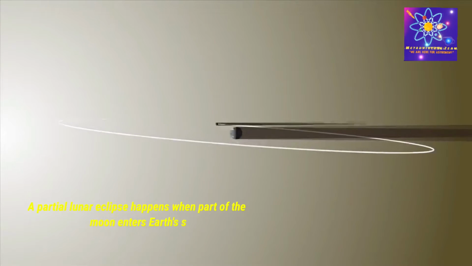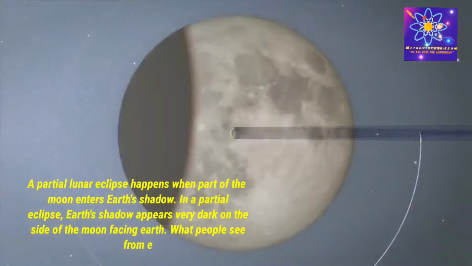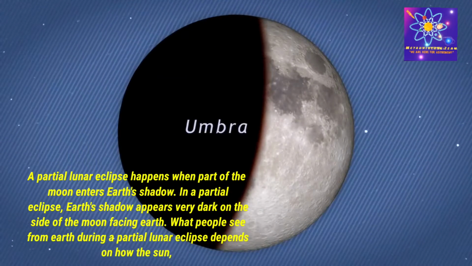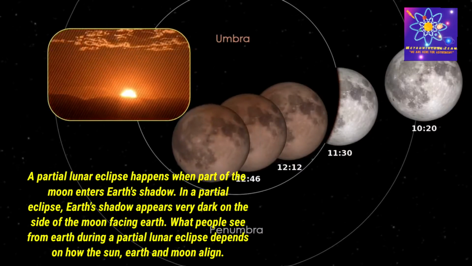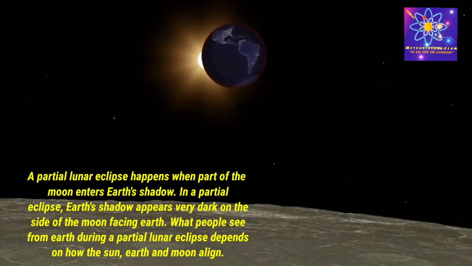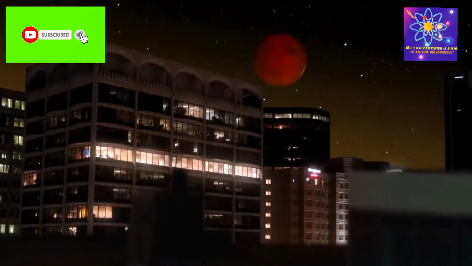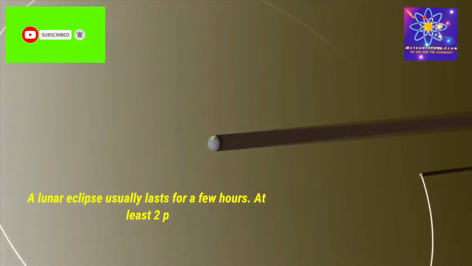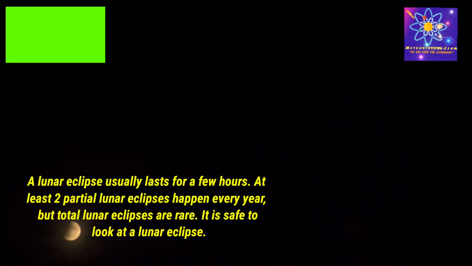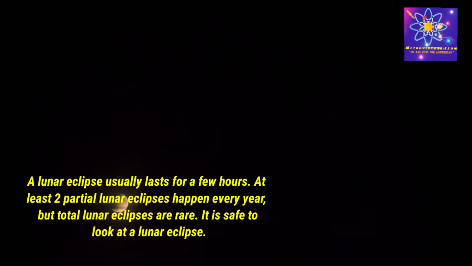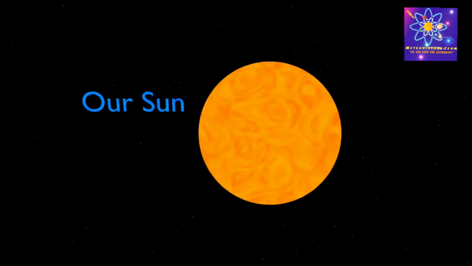A partial lunar eclipse happens when part of the moon enters Earth's shadow. In a partial eclipse, Earth's shadow appears very dark on the side of the moon facing Earth. What people see from Earth during a partial lunar eclipse depends on how the sun, Earth, and moon align. A lunar eclipse usually lasts for a few hours. At least two partial lunar eclipses happen every year, but total lunar eclipses are rare. It is safe to look at a lunar eclipse.